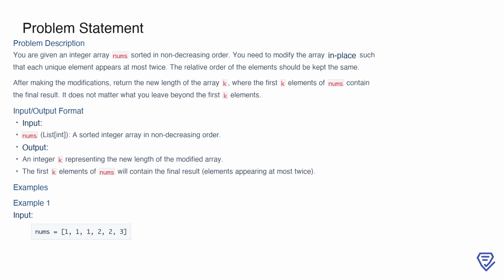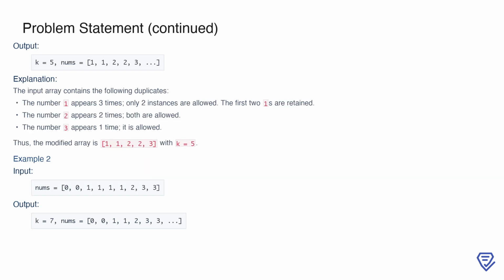Importantly, the first k elements of the array should contain the final valid result, and anything beyond this range is irrelevant. For input, we are given the array nums, and the output consists of the integer k, along with the modified version of nums, where only the first k elements are relevant. To understand this better, let's look at an example.